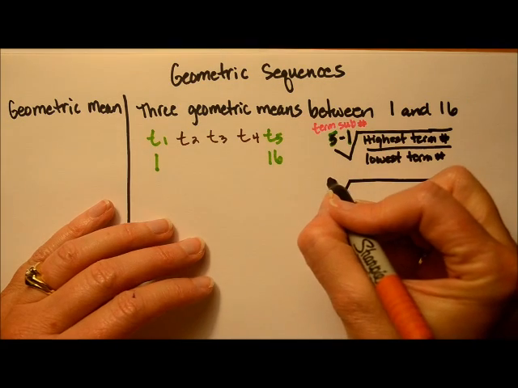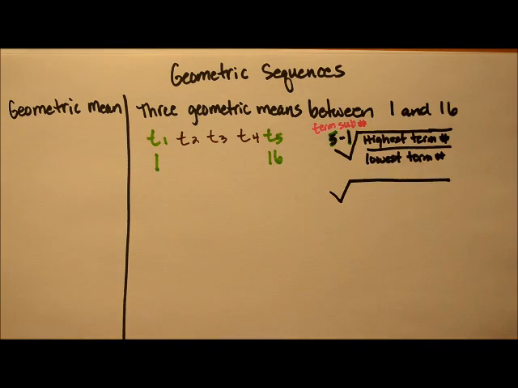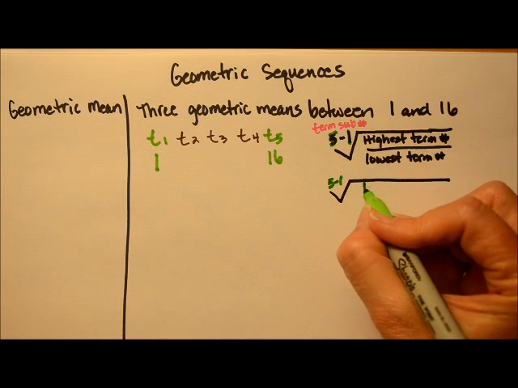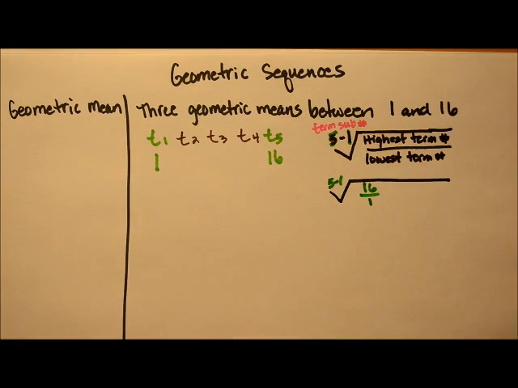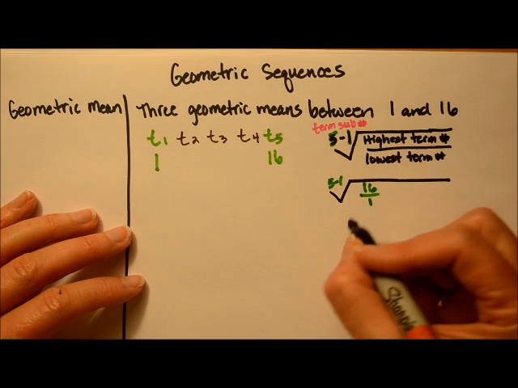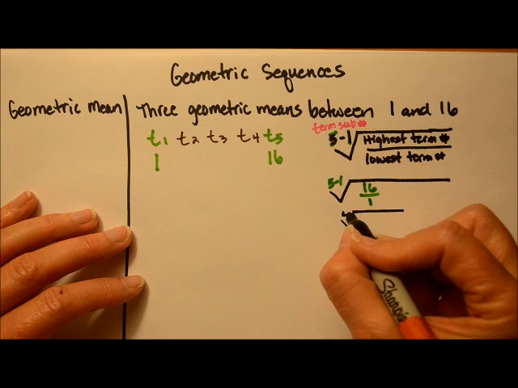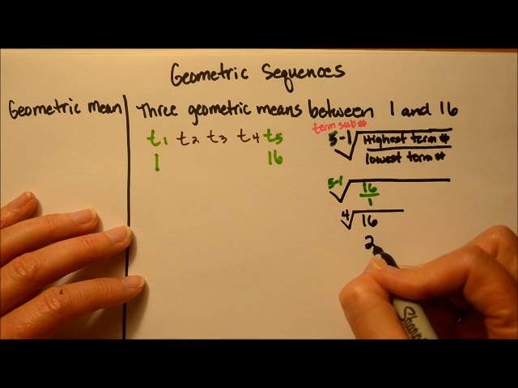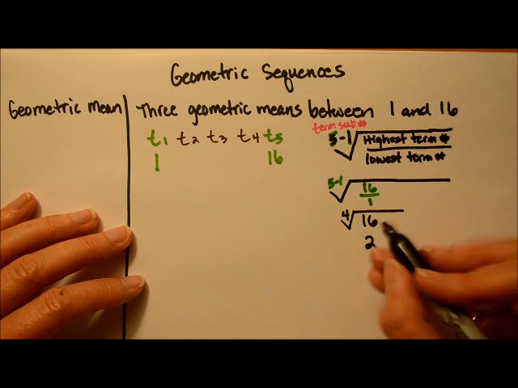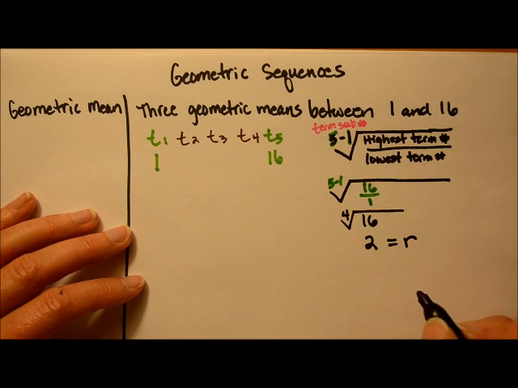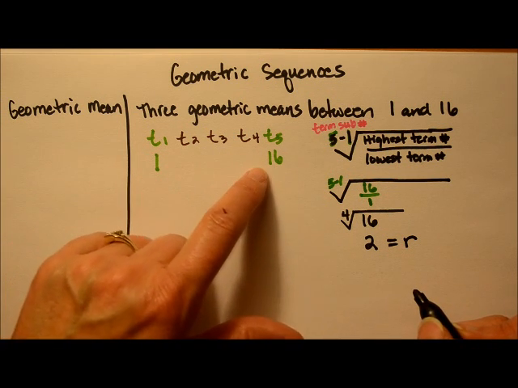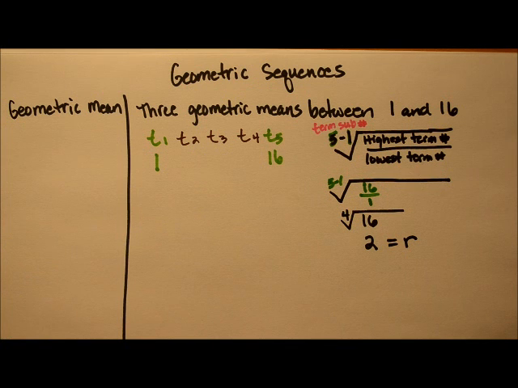Alright, so after all of that is said, I'm going to end up with 5 minus 1, you got that pretty much, over 16 over 1. I don't know why I drew such a big bar, I just got carried away. Okay, 5 minus 1 is 4, so what I have is the 4th root of 16. Well, the 4th root of 16 is 2, which is my r. So now I'm just going to multiply by 2 every time, right? And I can get those other terms.